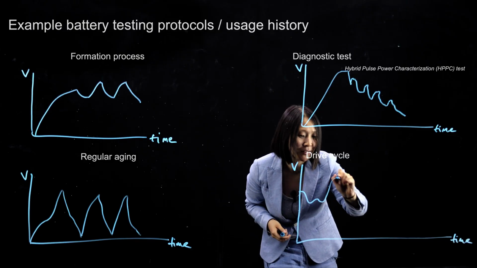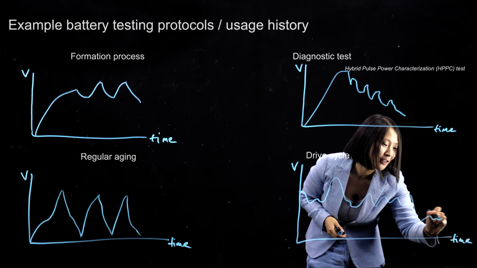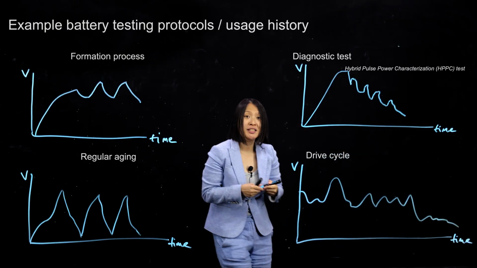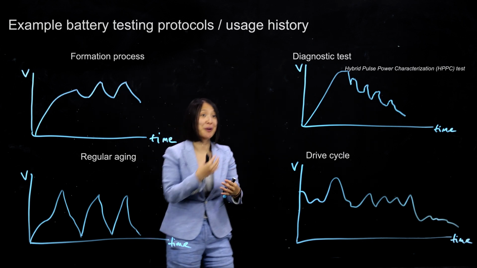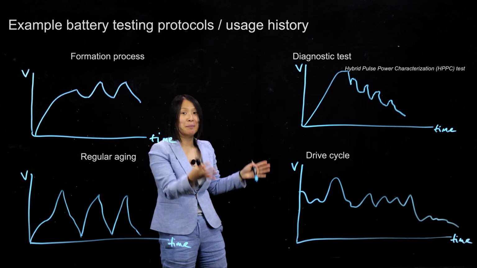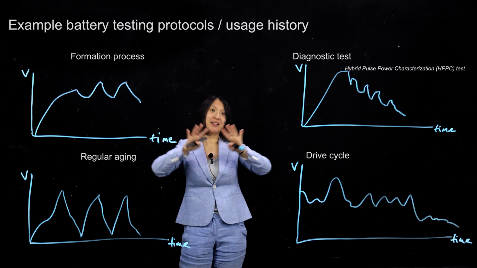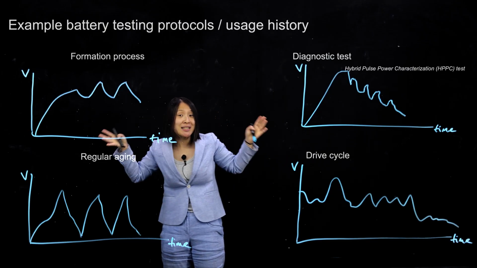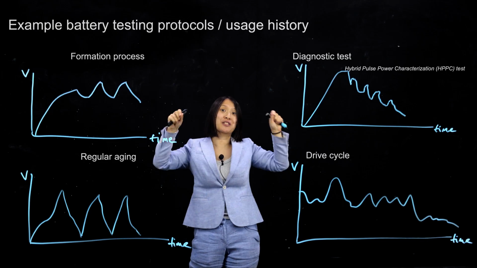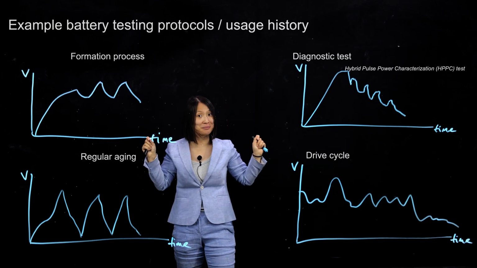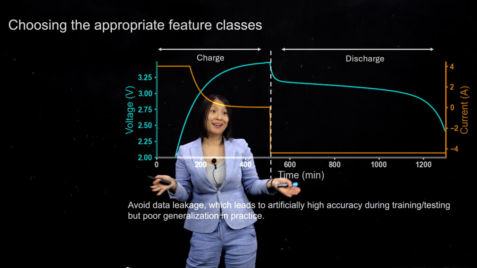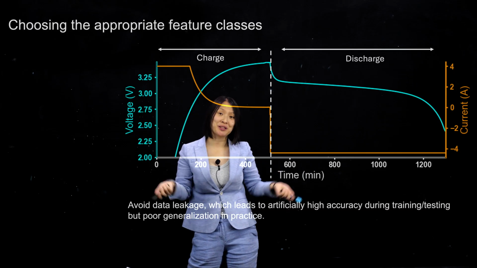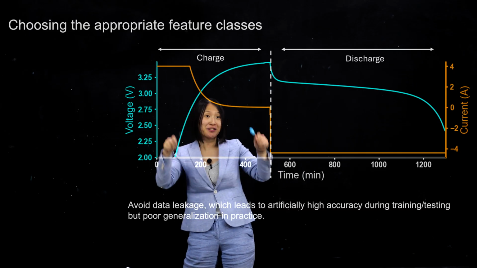So you may have the battery going through a range of different voltage series, and there may be some regenerative braking going on, which also changes the patterns. All these different patterns of battery testing or battery usage history are there for us to extract informative features from. So we talked about different methods to extract features and different tests we can extract features from.